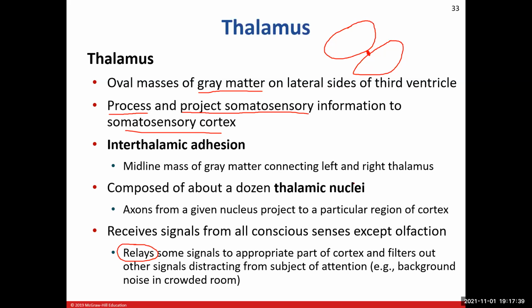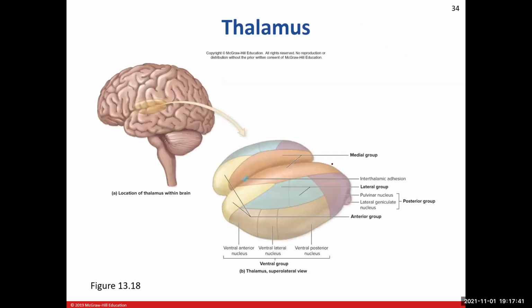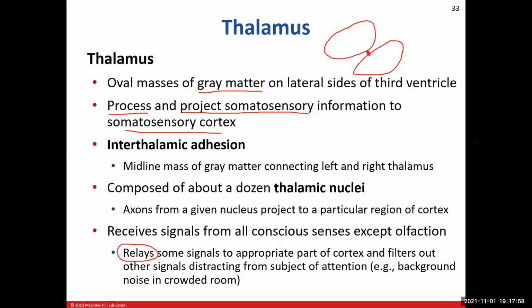So the thalamus, and I'll show you a quick picture here, there's two of them, one on the left, one on the right, is made up of about 12 nuclei. Now, you recall what a nucleus is. It's a clustering of cell bodies. That's where we're going to see synapses. So it's where one neuron is going to synapse on another neuron. And so you have this small connection between our two thalami. We call it the interthalamic adhesion, and that just connects the left and right thalamus to one another.